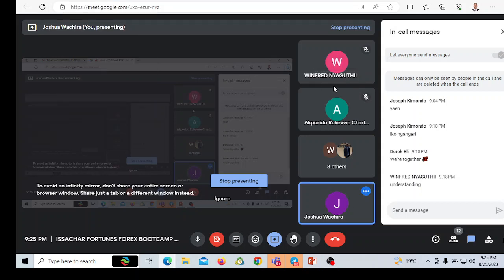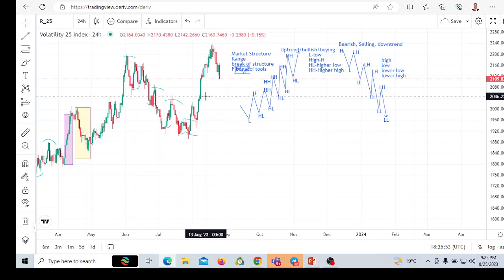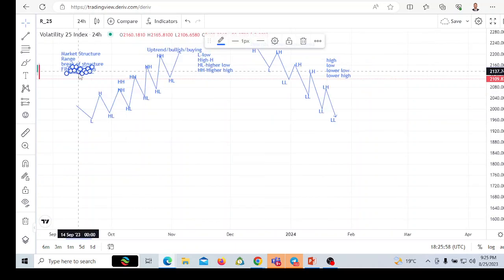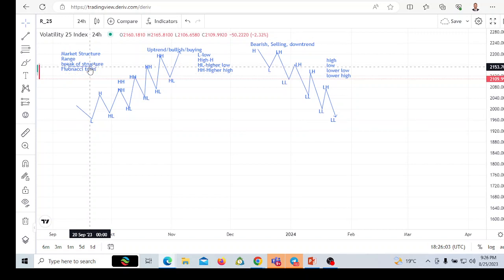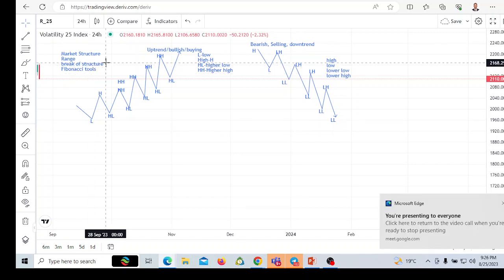You've seen how it's playing out even in the live chat: the lower low and the lower high, and the vice versa for an uptrend. The other thing we will look at is the break of structure. Let me just get rid of this, guys. So the second thing we look at is the break of structure, okay?